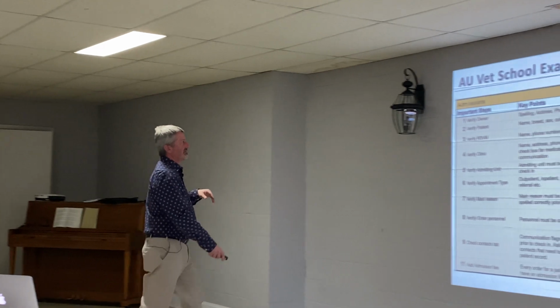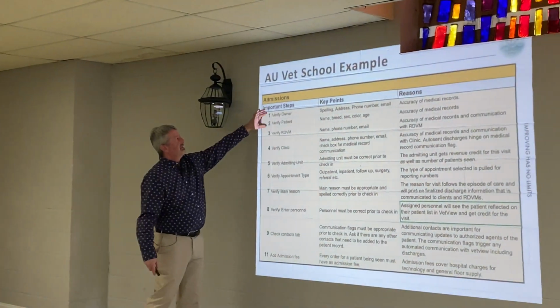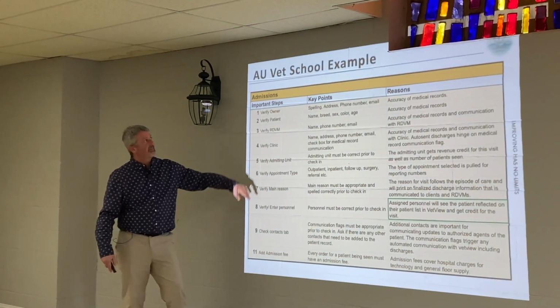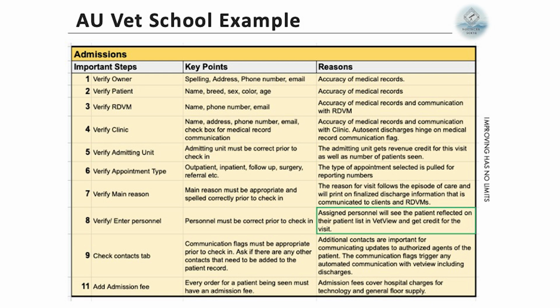And then you have that follow-up period. And this is a document. This is what the vet school did. So for the admissions process, there are 11 important steps, their key points, and their reasons why. And that's what Montana utilized to train each and every person.